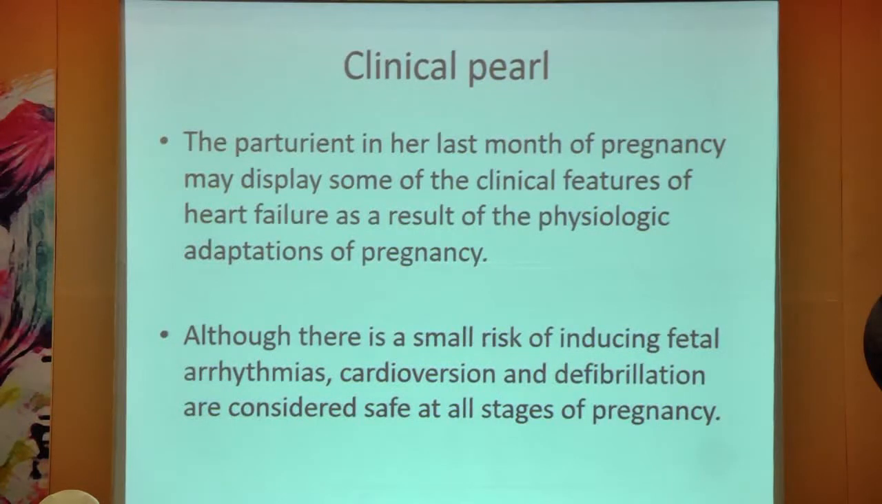The pearl is that a patient in the last month of pregnancy may display some clinical features akin to congestive cardiac failure as a result of physiological adaptation to pregnancy. Although there is a small risk of inducing fetal arrhythmias, cardioversion and defibrillation are considered safe at all stages of pregnancy.